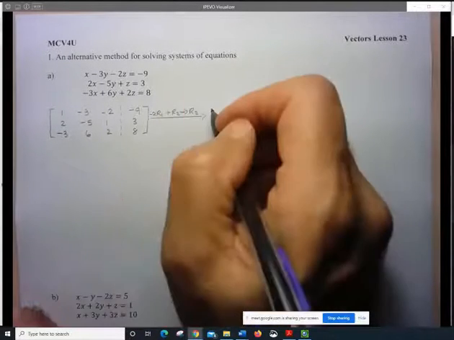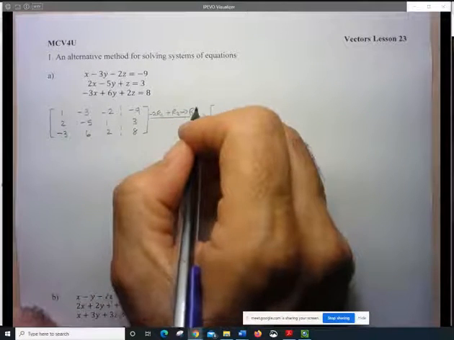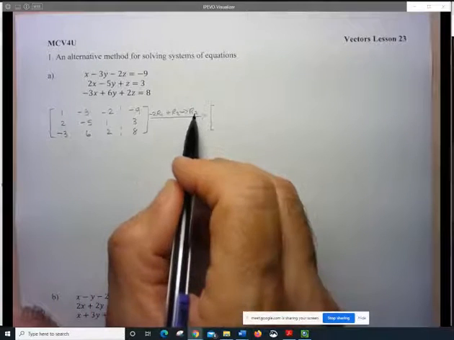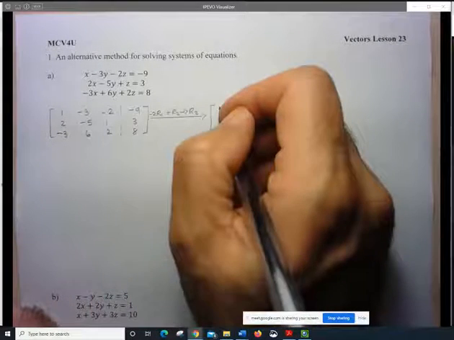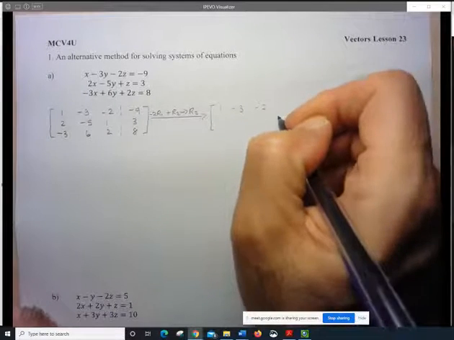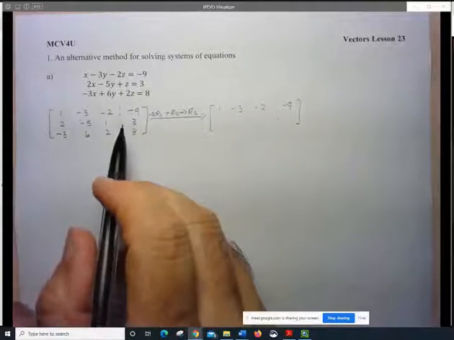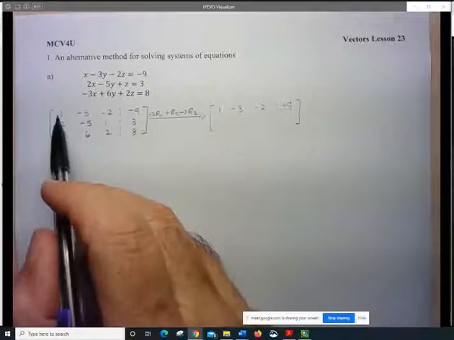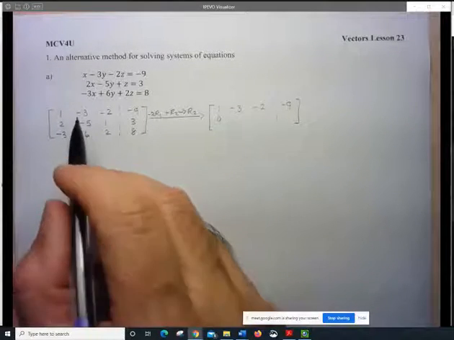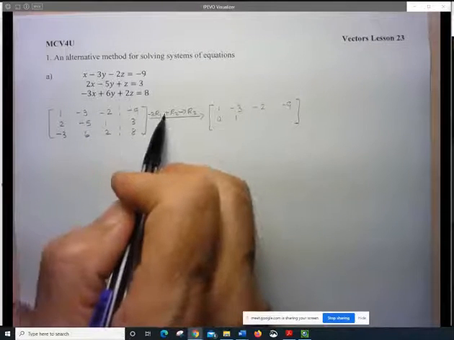So let's see what that looks like. Notice here, I'm not changing R1, because I'm adding these two together and I'm replacing row 2. So row 1 is going to stay exactly the same: 1, negative 3, negative 2, negative 9. And let's do this here. Negative 2 plus 2 is 0. Negative 2 times negative 3 is 6, minus 5 is 1. You see how easy it is by making it into an addition?